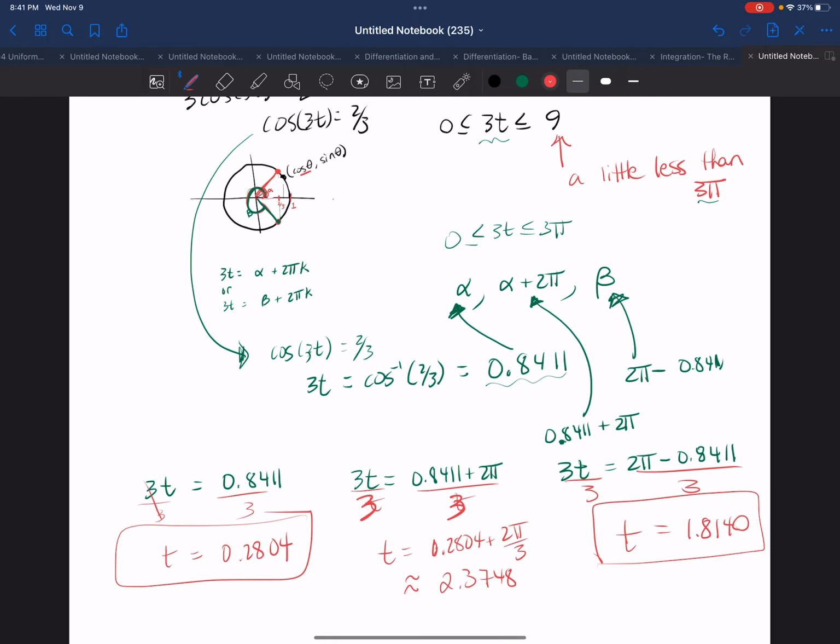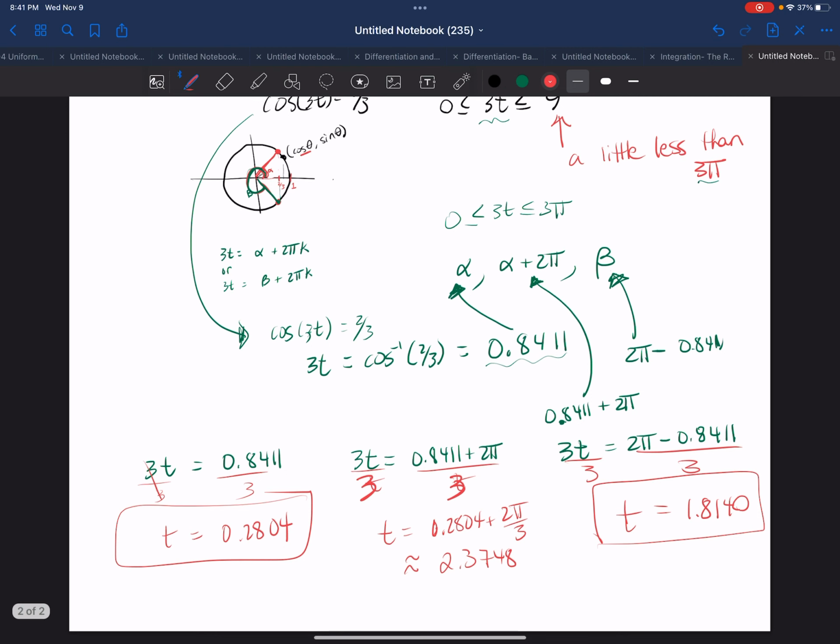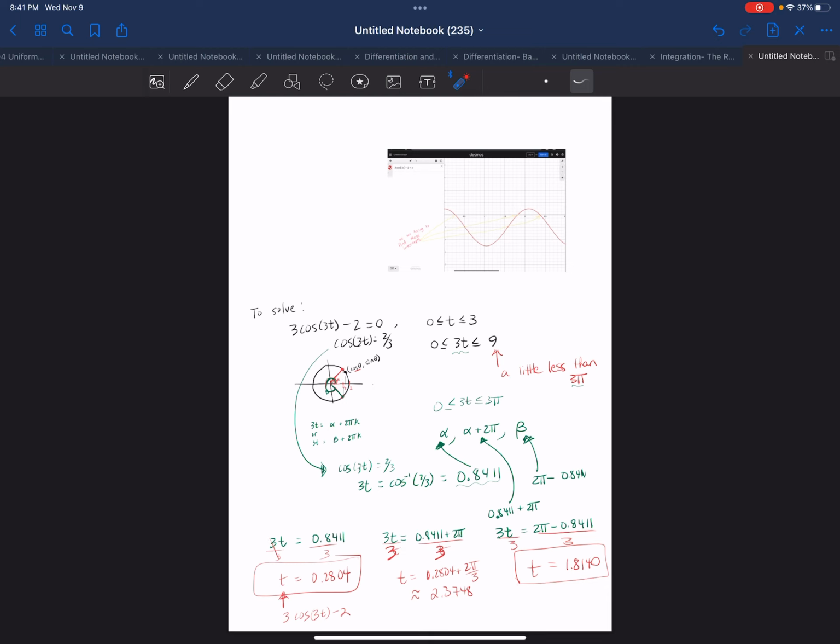And we could check it just by putting this value of t in your calculator and computing 3 times cosine 3t minus 2, and you should get 0. So you can double check all 3 of your answers. Hopefully that's helpful.